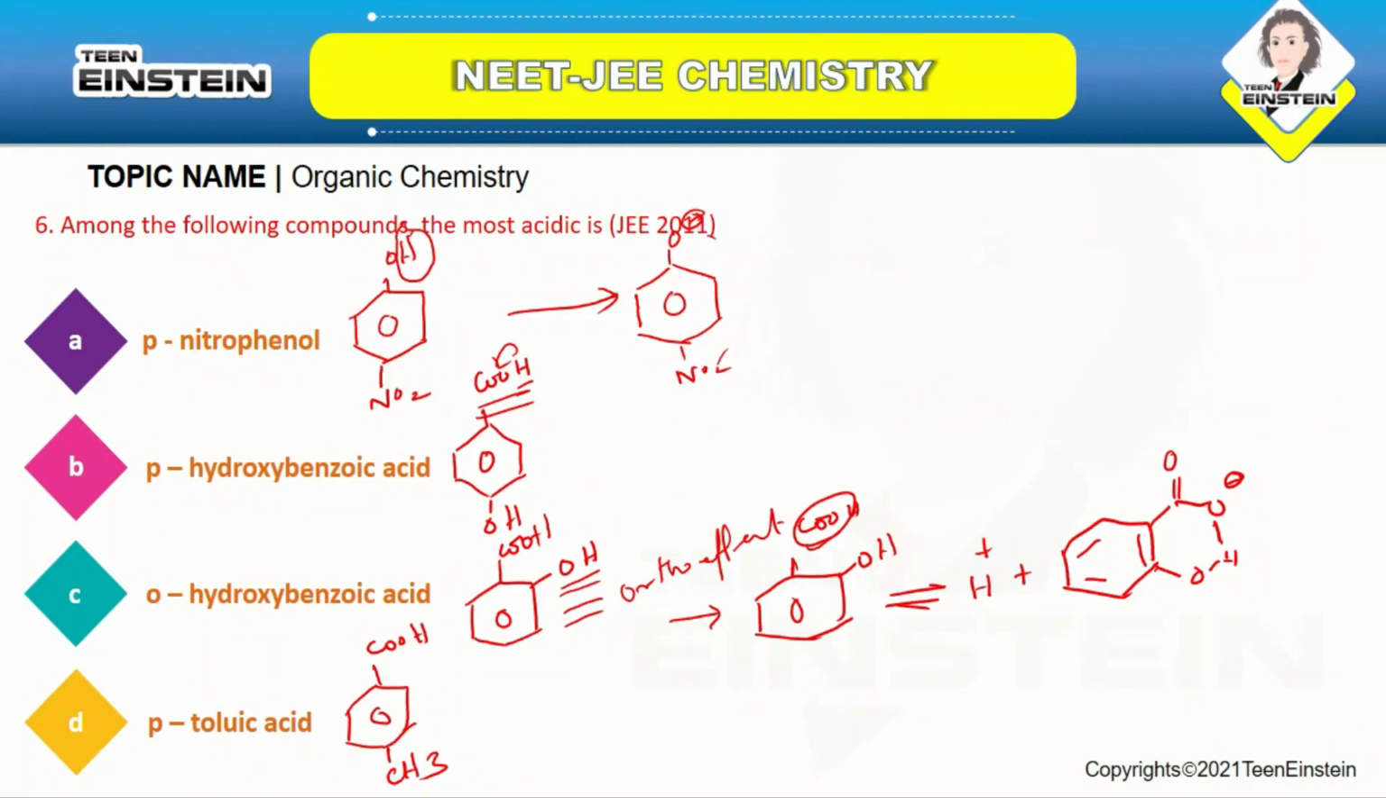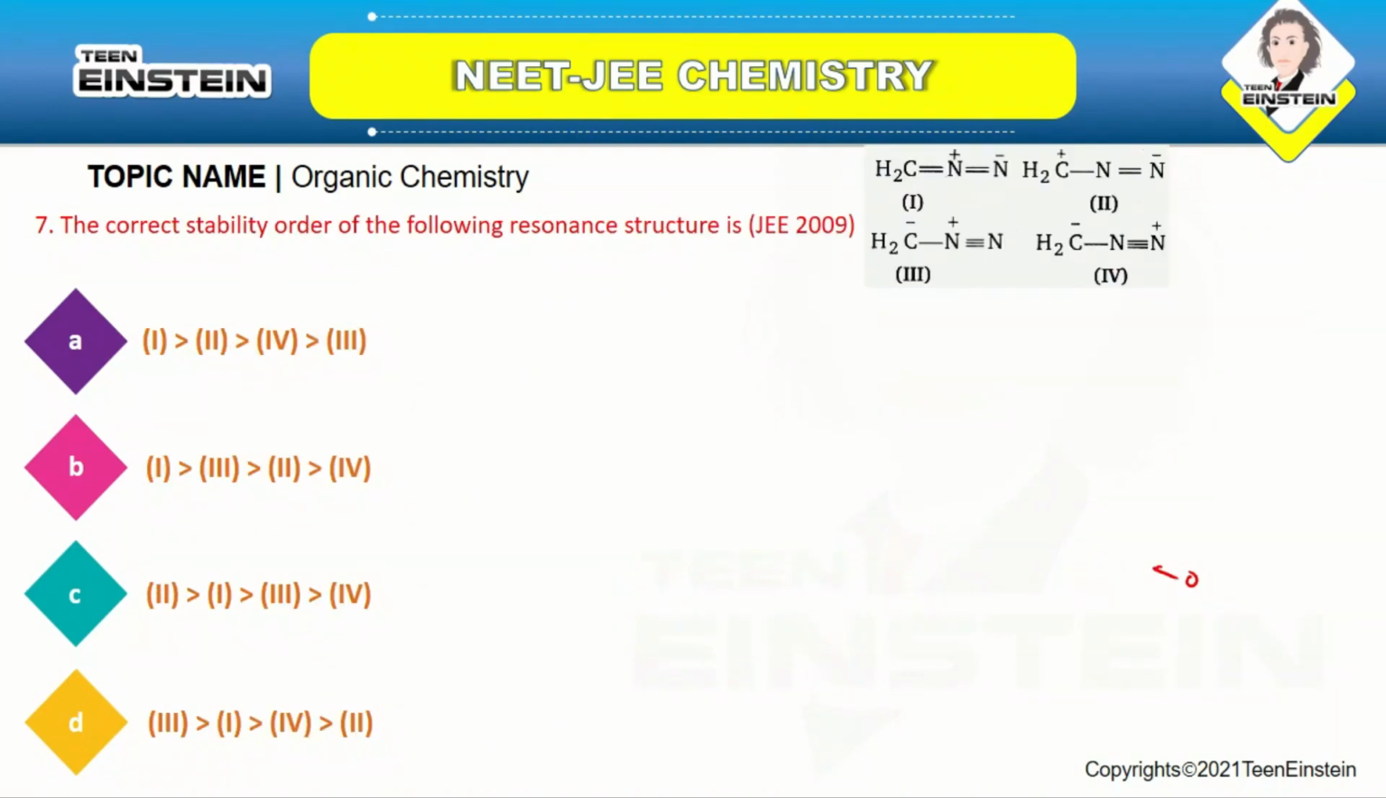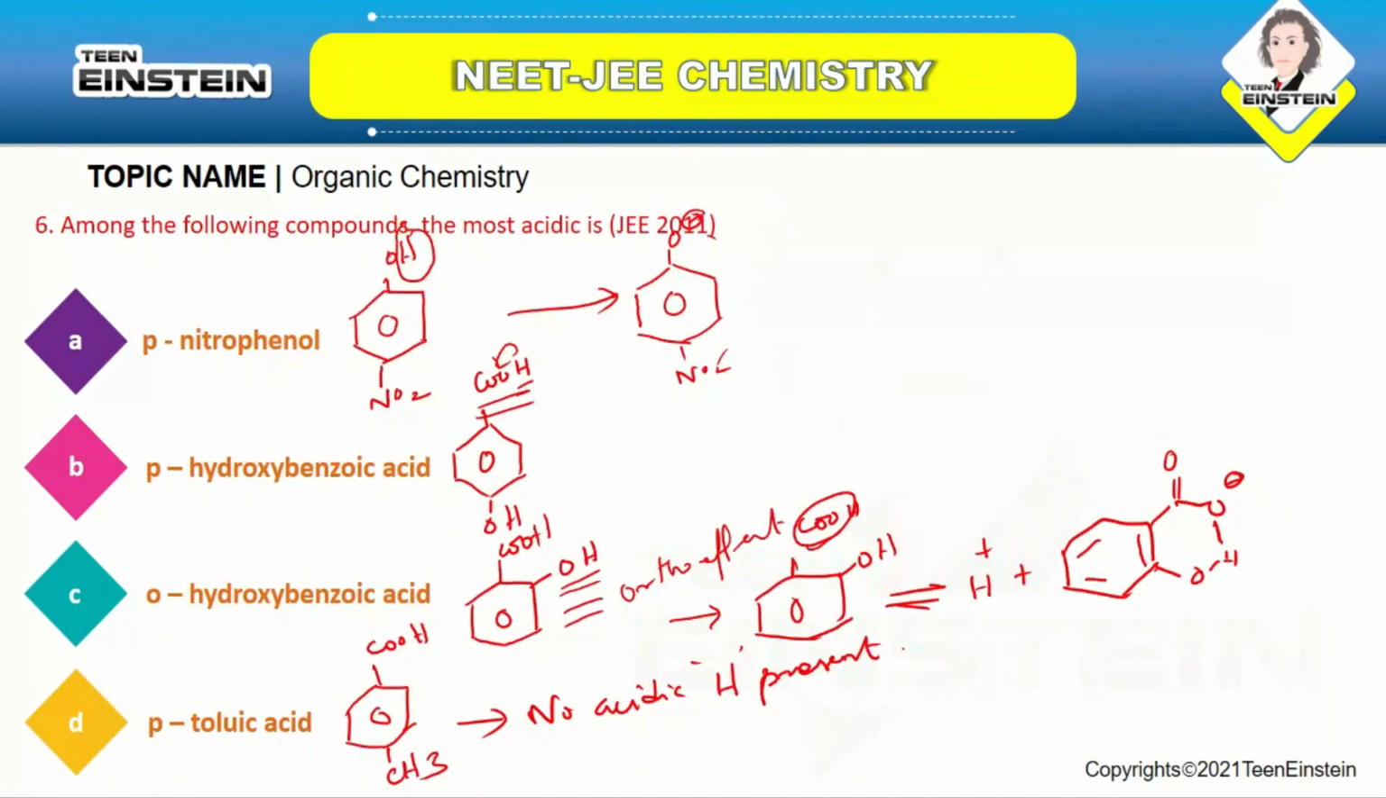Next, come to para-toluic acid, which is the least acidic because there is no acidic hydrogen present. So compared to all the four options, ortho-hydroxybenzoic acid shows the most acidic strength. So the correct option is option C.